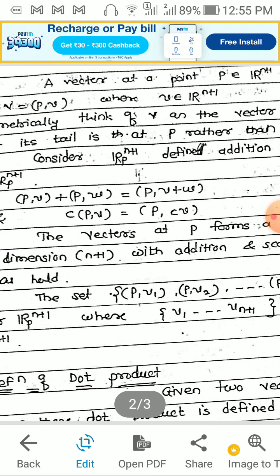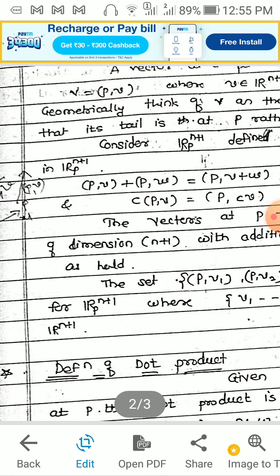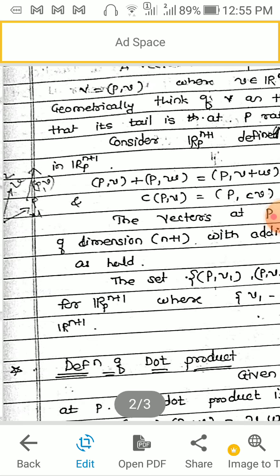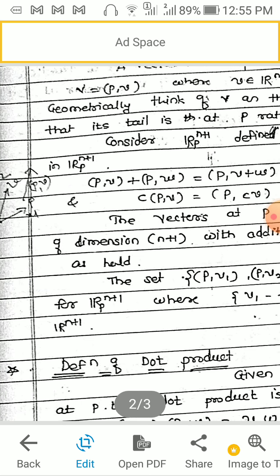Consider R_p^{n+1}. What is R_p^{n+1}? This is new notation. It is the set of all vectors at the point P defined in R^{n+1}. At point P, we can define many vectors, changing directions and magnitudes. So these are the vectors, and this space is denoted by R_p^{n+1}.